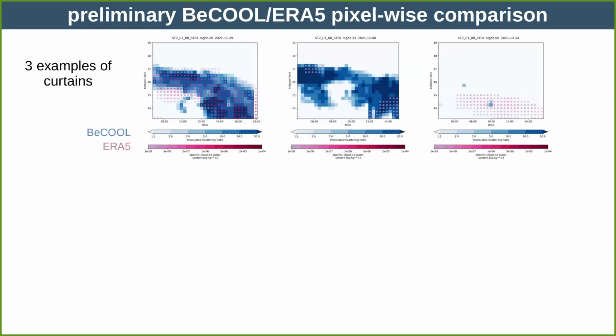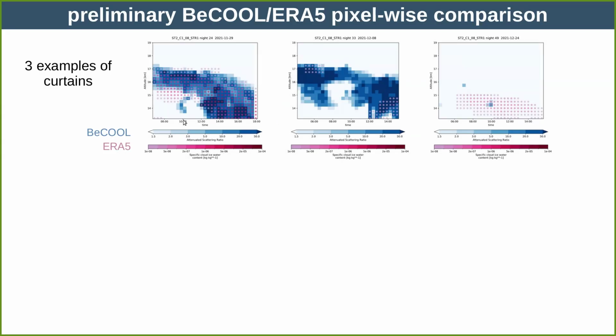So to investigate a bit further, here are preliminary results of a pixel-wise BCool and ERA5 comparison. So along the balloon track, I upsampled a little bit the ERA5 reanalysis to fit the resolution of BCool for this study, which has been coarsened to 250 meters on the vertical and 20 minutes on the horizontal. And here are 3 examples of superimposed ERA5 and BCool clouds.